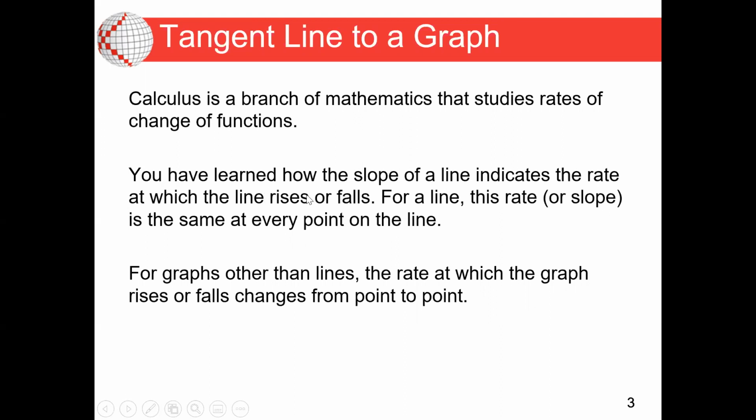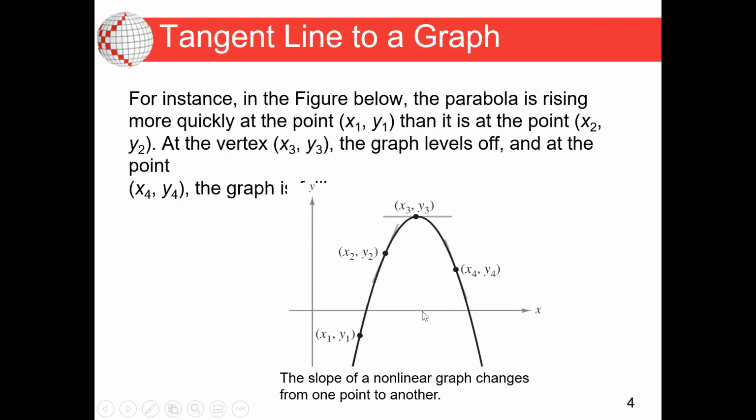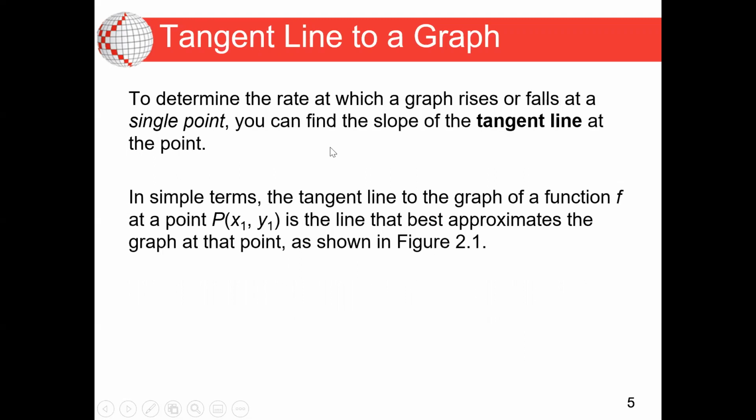So far we have learned how the slope of a line indicates the rate at which the line rises or falls. And we know for a straight line, the slope is always constant at any point. But if we have a nonlinear graph, then the rate at which a graph rises or falls changes from point to point. And this is a good example here. For example, the slope at the x1, y1 point is different from the x2, y2 point, and also different from the x3, y3 point. Now, to determine the rate at which a graph rises or falls at a single point, we can find the slope of a tangent line at that point.